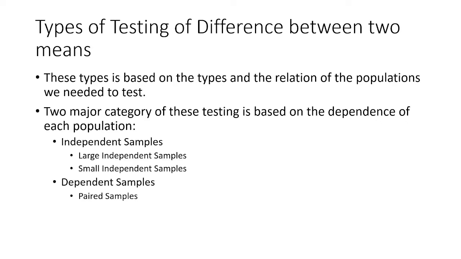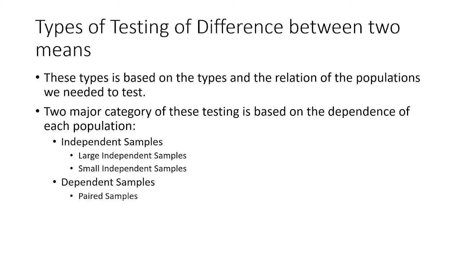So, there are actually certain types of testing of difference between two means. Bali, ang tinitingnan dito ay kung ano ba yung type, yung relations at saka yung type ng population mismo na titingnan natin. So there are actually two major categories for testing the difference between two means. Titingnan natin muna yung dependence ng mga population na yun sa isa't isa. So for example, we have here independent samples. We have large independent samples and small independent samples. And for dependent samples, we have paired samples.